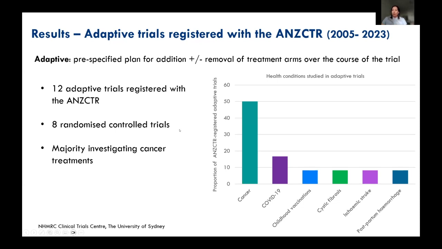So of our 12 adaptive studies, you can see that the majority were investigating cancer. However, we did see a small increase in COVID-19 platform trials throughout the pandemic. The majority of these trials were also designed as randomized control trials, meaning that within their multiple arms, they had one control or comparator arm, and this may have been shared across the multiple treatment arms, or it may have been an individual control arm for different pairings of treatments. And randomization means that patients were randomly allocated to each of those arms. It was not the investigators choosing that.